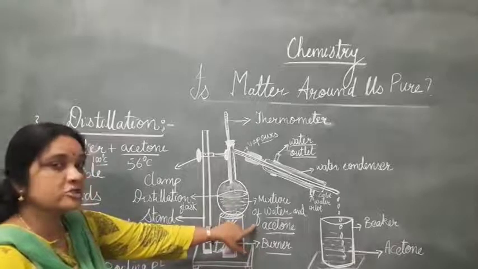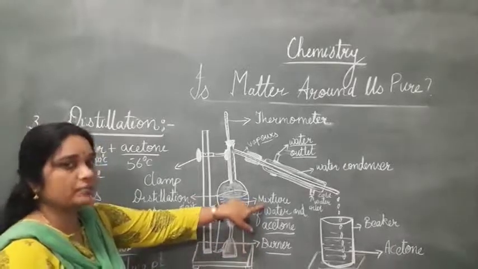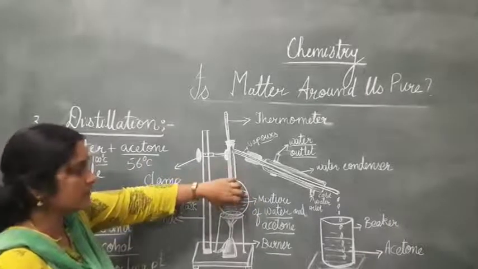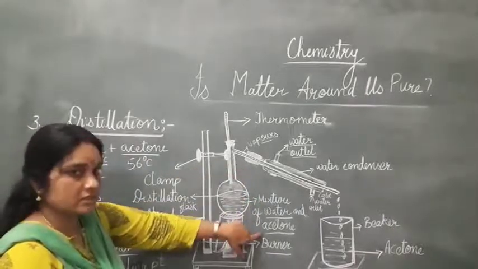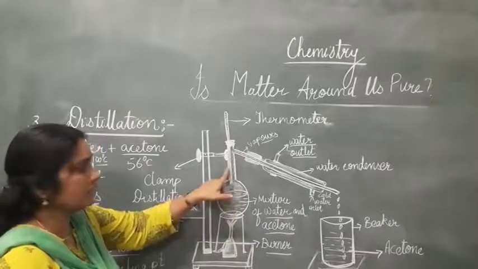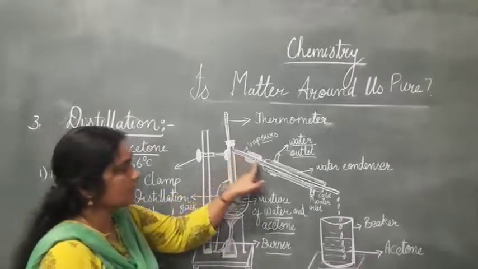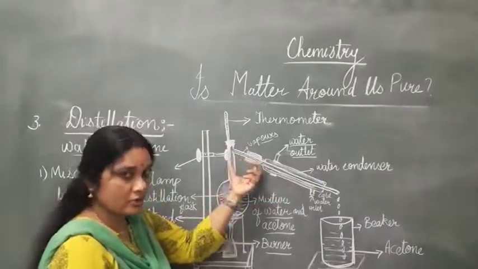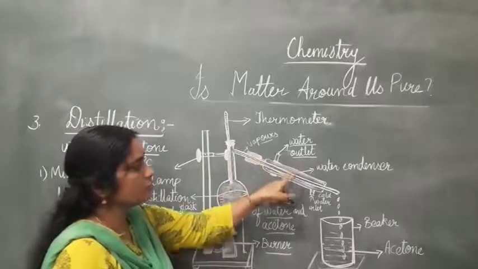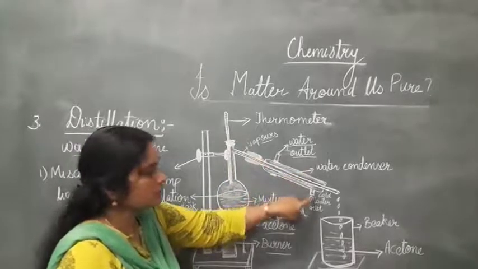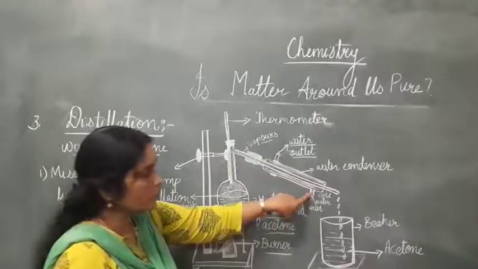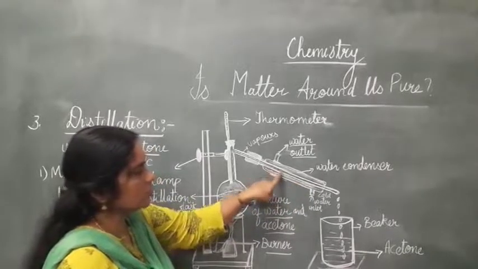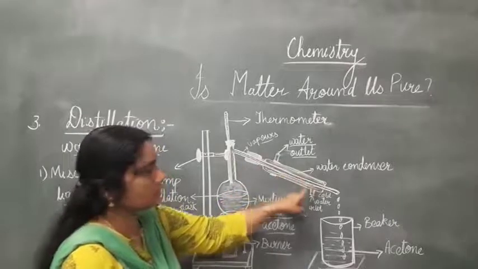Acetone has a lower boiling point, water has a higher boiling point. So when around 56 degrees Celsius is reached, the acetone, which is in liquid state, will turn into vapor, and the vapors will start rising up and pass through this inner tube. Since the vapors are very hot, they have to be cooled by using a water condenser. So cold water will be let in at the lower end of this condenser, and it will cool the vapors passing through this inner tube.